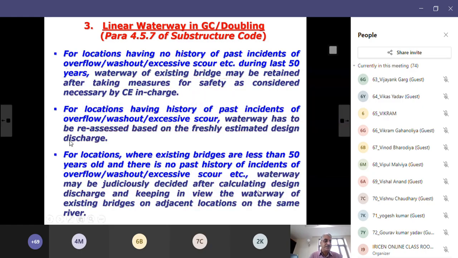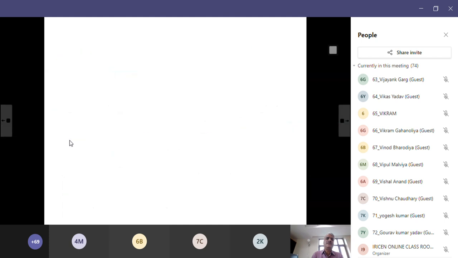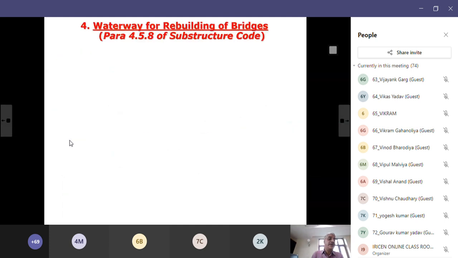Okay, clear? This concept should be clear to you. You need not remember figures and all, but you must know why something is done and how it is done. So this is a simple concept. Let us say you are doing rebuilding of some bridge. Your existing bridge is being rebuilt, including its foundations and substructure and all.